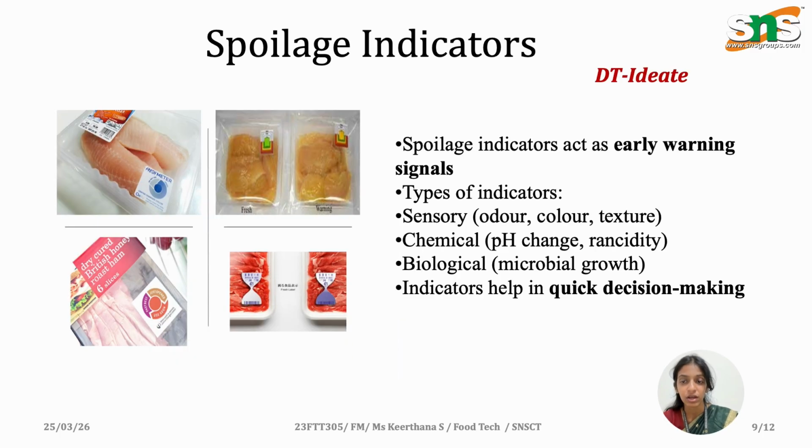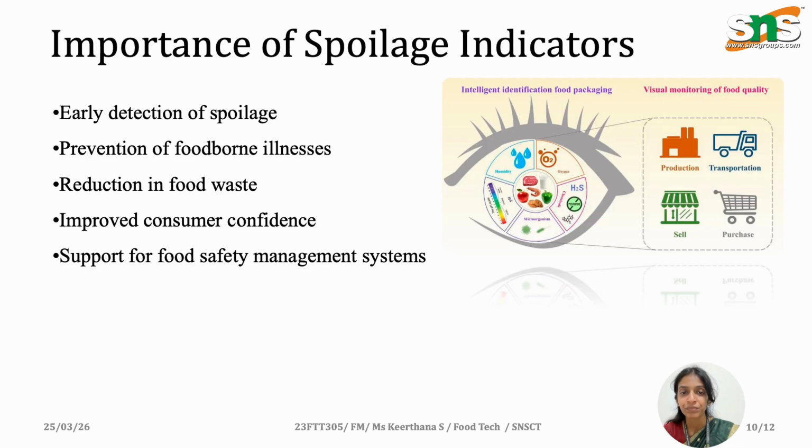Spoilage indicators. How do we identify spoilage? Among sensory indicators, color is the most powerful tool. Then we have smell, which is also considered a powerful indicator, and the texture. In the case of chemical indicators, we have pH changes and rancidity, and among biological indicators, we have microbial growth. These indicators help in making quick decisions.